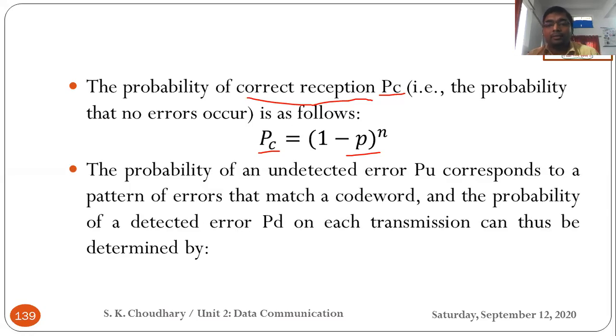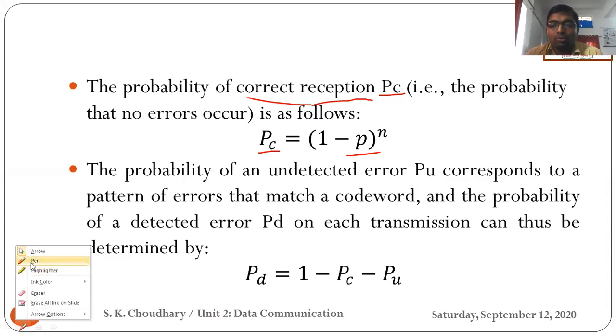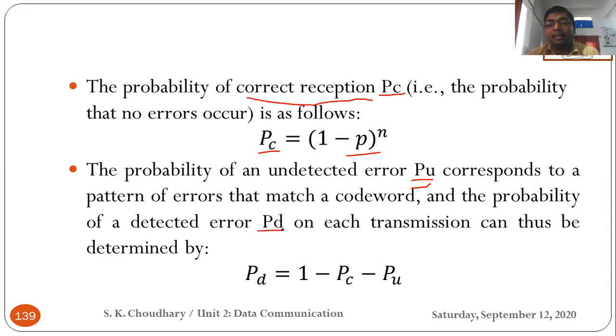The probability of no error is (1 - P)^n, and the probability of undetected error is represented here as PU, corresponding to the pattern of errors that matches a code word. That means there is an error, but it is not detected at the receiver end. The probability of detected error is represented by PD. So PD is equal to 1 minus PC minus PU, where 1 is the maximum value of the probability. So the probability of detected error is 1 minus the probability of a correct code word minus the probability of undetected error.